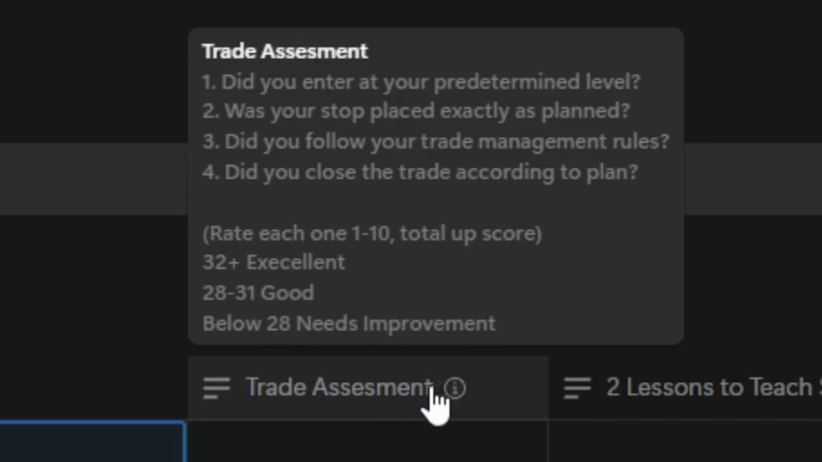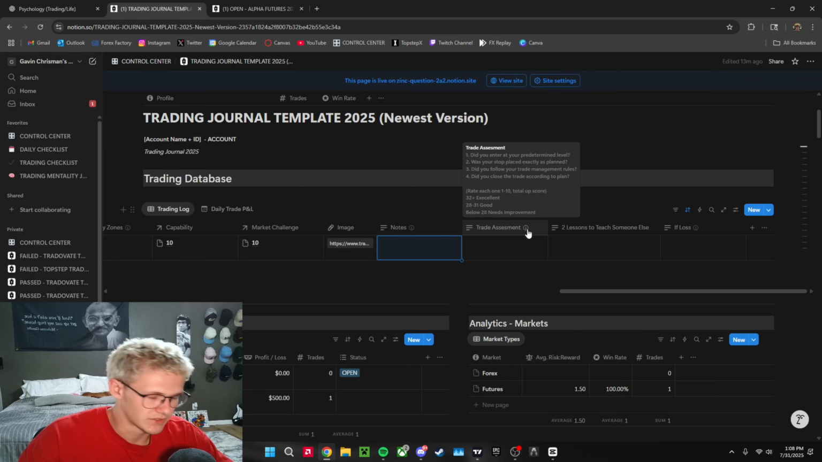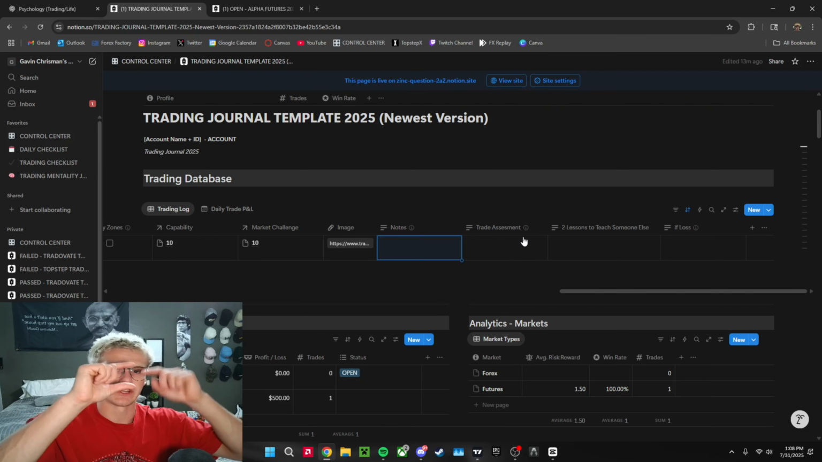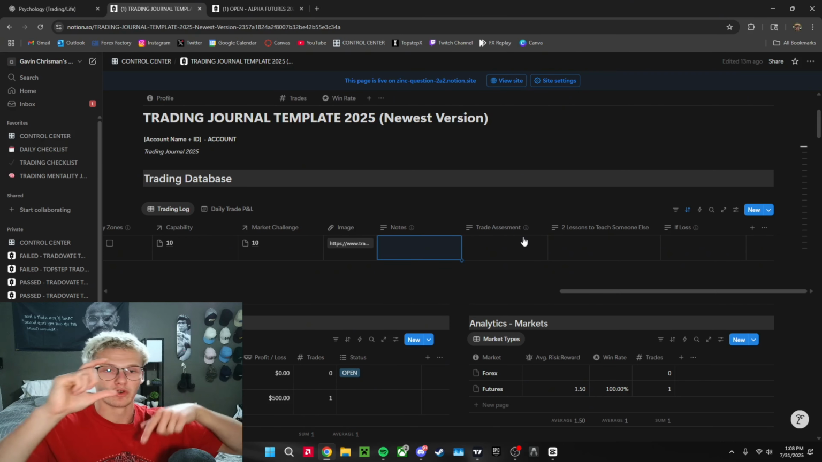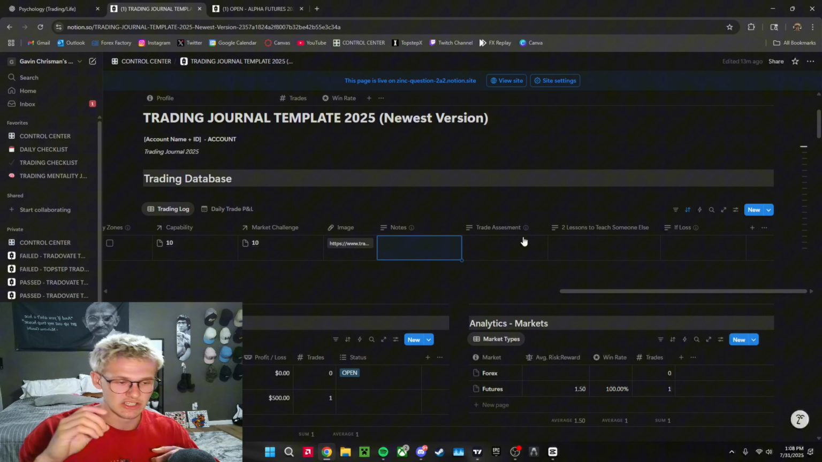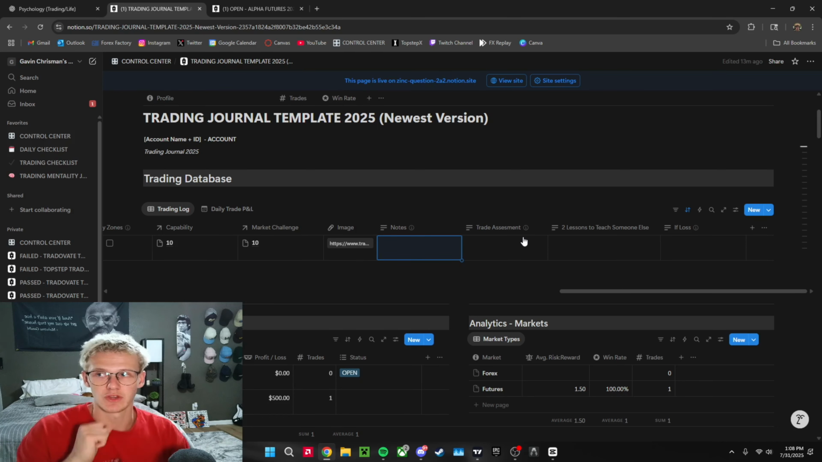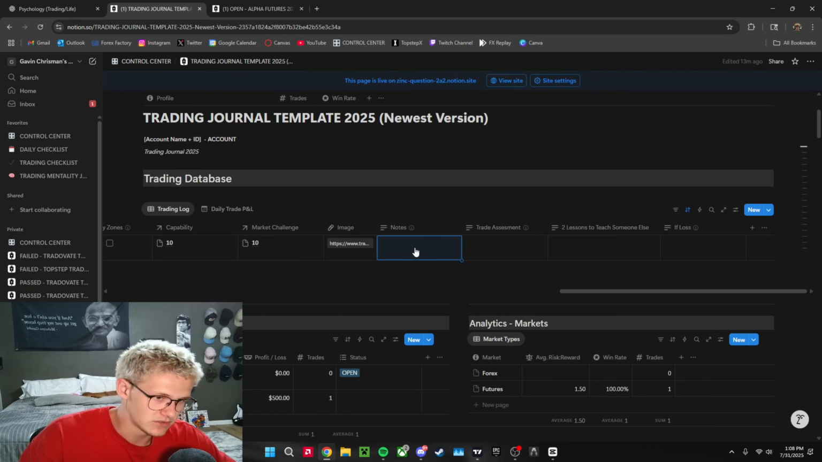First question is going to be, did you enter at your predetermined level? That's basically asking, let's say you're going to enter as soon as it touches this fair value gap range right here. Did you enter before because you were afraid it wasn't going to hit it? Or were you patient and you waited for it to tap your entry before you got in the trade? You're basically going to answer the question and then rate it 1 out of 10.